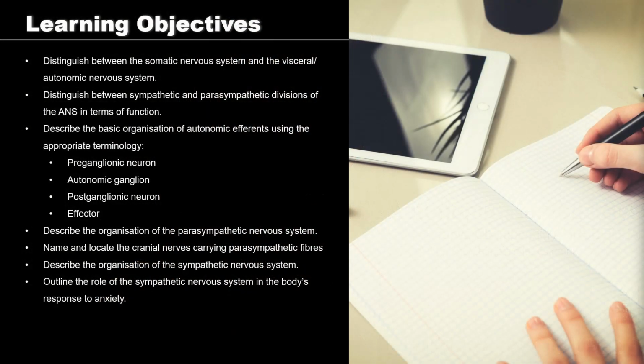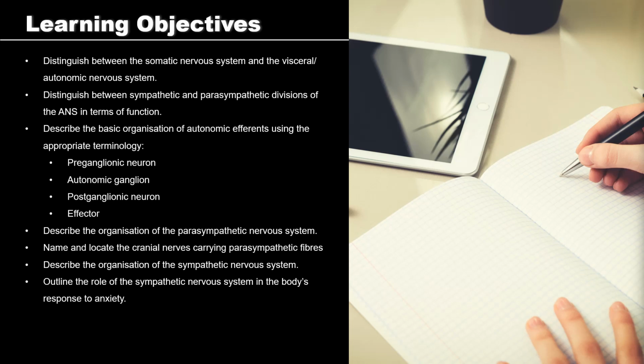Before we go any further, let's look at the learning objectives for this video. After this video and any necessary further study, you should be able to distinguish between the somatic nervous system and the visceral or autonomic nervous system. Distinguish between sympathetic and parasympathetic divisions of the ANS in terms of its function. Describe the basic organisation of the autonomic efferents using appropriate terminology: preganglionic neuron, autonomic ganglion, postganglionic neuron, and effector.